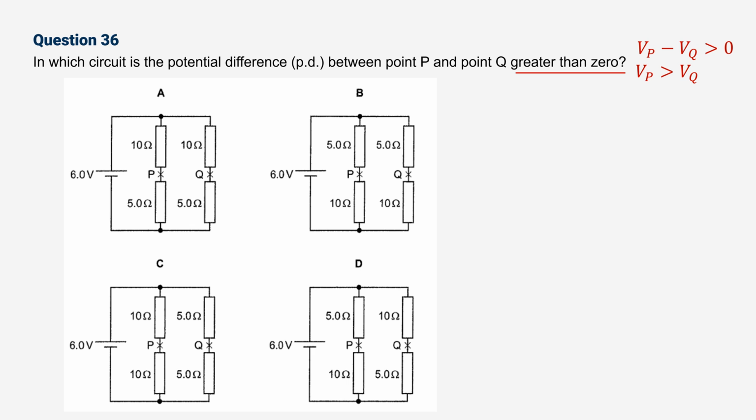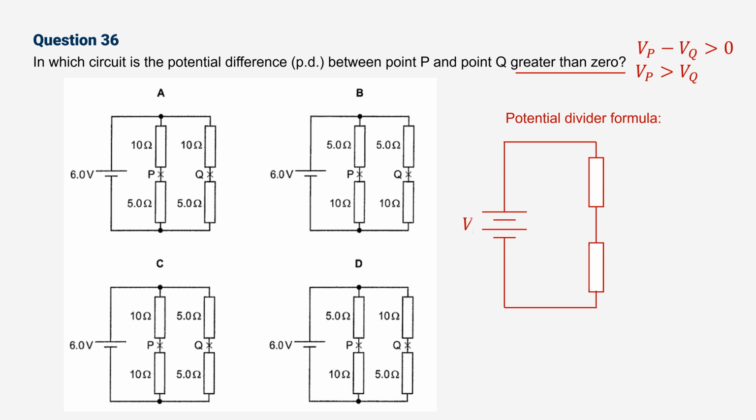Alright, to obtain VP and VQ, we need to calculate them separately using the potential divider formula. Here is the circuit where this is V1, this is R1, this is R2, and we tap the voltage here, V2, at this point. So V2 equals R2 over R1 plus R2 times V1. This is the potential divider formula.